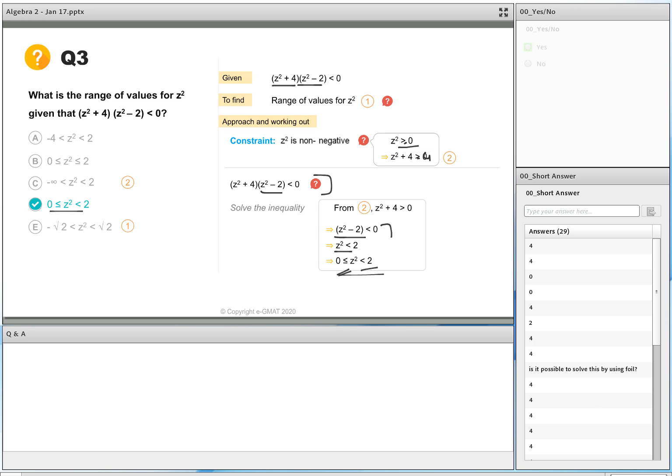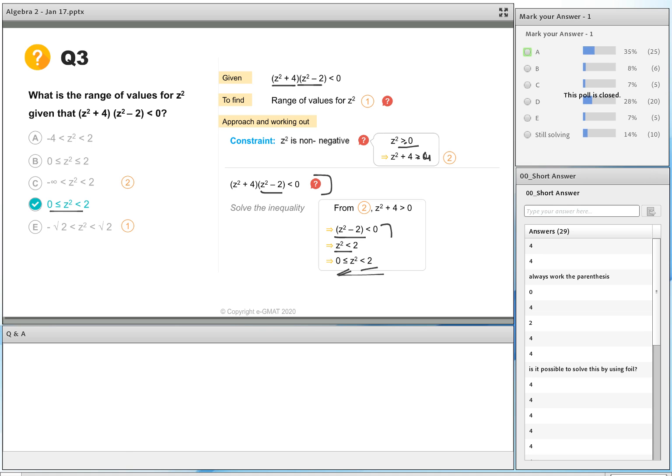I'm going to clear all the answers from the yes no poll. Tell me, is the solution clear to all of you? And also what we learned in this question, is all of that clear to all of you? Perfect. So let me end the poll over here and clear all the answers. Let's get to the next question, so I'm going to clear all the answers and reopen the poll.